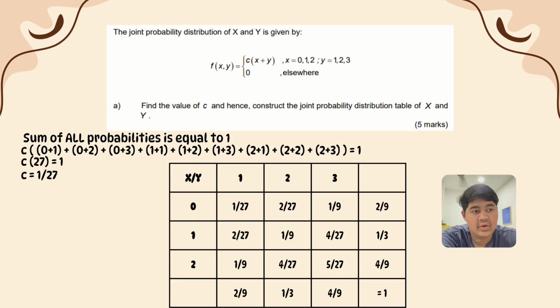Also, not to forget, at the very bottom of each column, 2 over 9, 1 over 3, 4 over 9, we have to do that, and then the answer will be equal to 1, and we have to sum up each column. And then for each row we have to sum up too, and then we get the answers. After we sum up the most right column, all the values will also equal to 1.